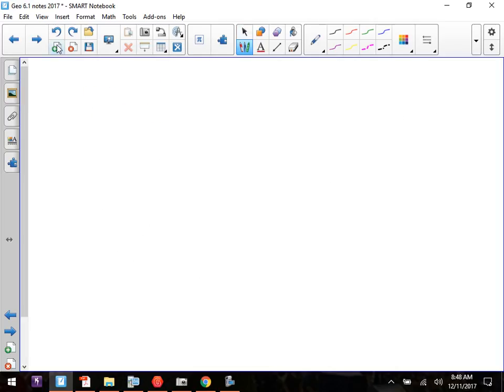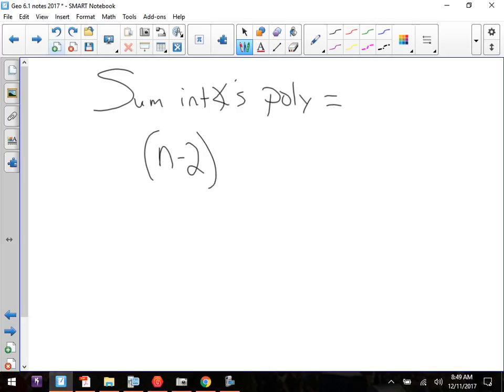What we do is this. The sum of the interior angles of a polygon is always this: number of sides minus 2 times 180. So the sum of the interior will always be n minus 2 times 180. Where the n minus 2 comes from the number of sides subtract 2, and that's how many triangles it is.